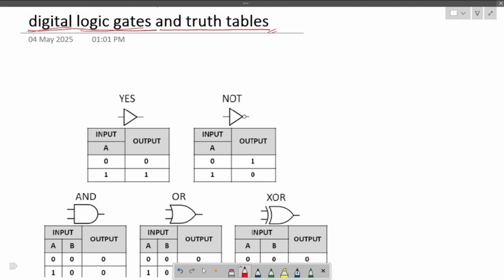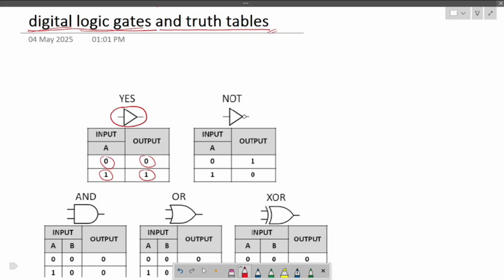Now let us see the logic gates. We have a few logic gates along with truth tables here. First, YES: whatever the input, when you give 0, it comes out as 0, and when you give 1, it comes out as 1. So this is the truth table, and this is the symbol of YES.